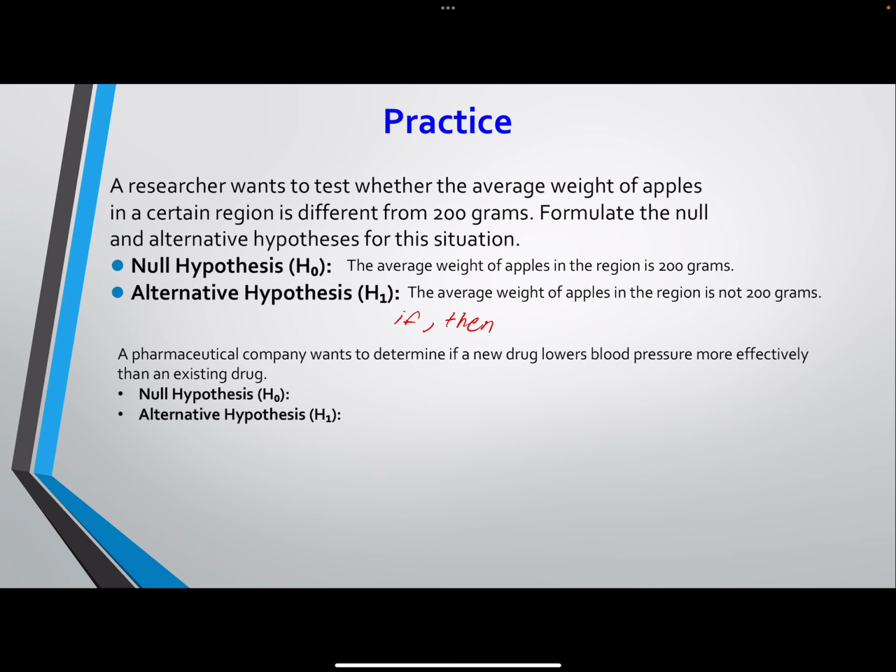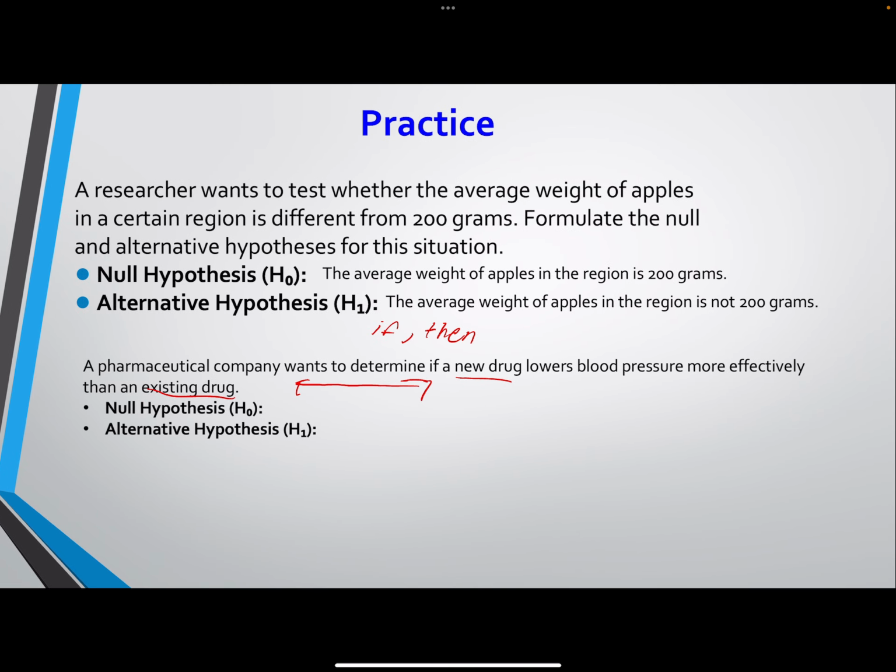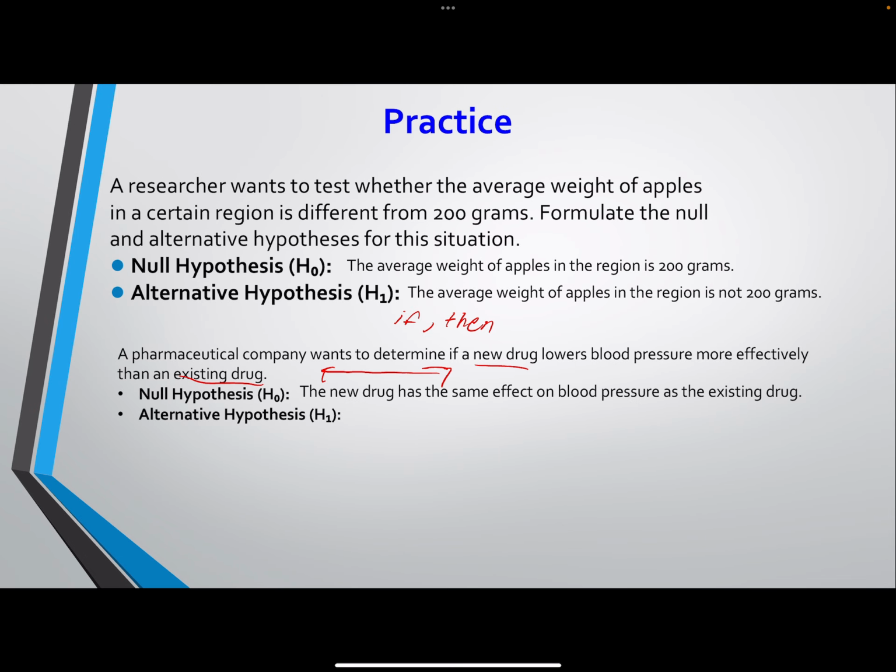For the next one, a pharmaceutical company wants to determine if a new drug lowers blood pressure more effectively than an existing drug. So, what you would do here is it's the new drug. So that's one of the variables, and an existing drug. You want to test the existing drug against the new drug. You want to test this drug against this drug.